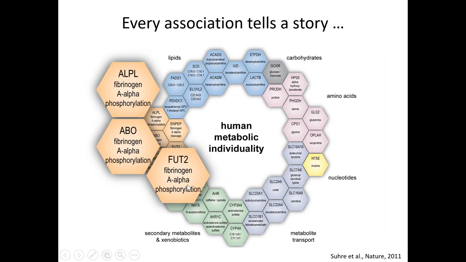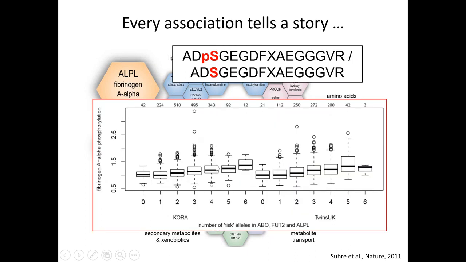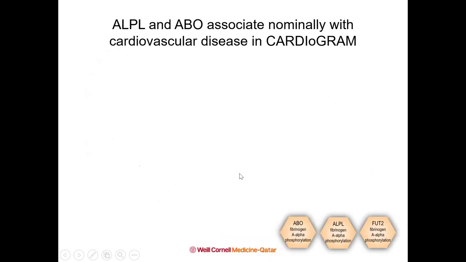Then another interesting case is we have different genetic variants that actually act on the same metabolite, or actually in this case I should even say it's more than a metabolite, it's a ratio between a polypeptide and a phosphorylated polypeptide. So metabolomics also captures that. So this would be a measure for fibrinogen A-alpha phosphorylation, and there are 3 enzymes that associate with it. So here you see basically the additive effect of the 3 genes with a total of 6 risk variants, and replicated in the twins.